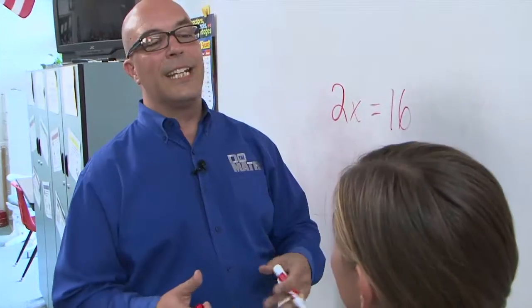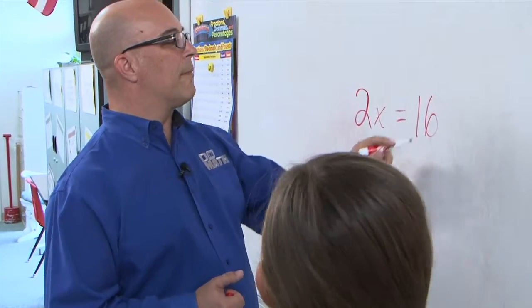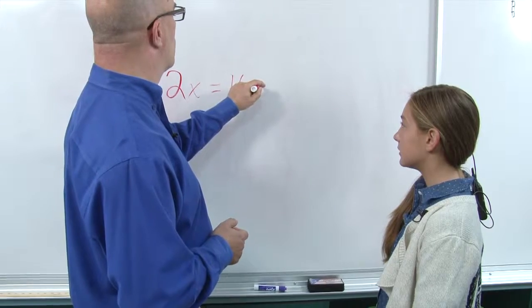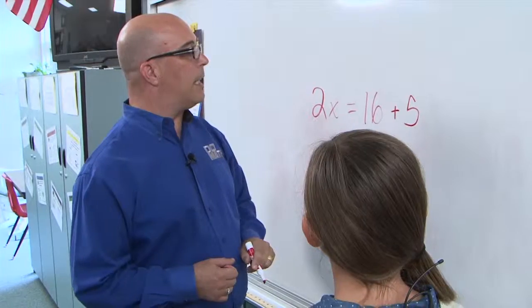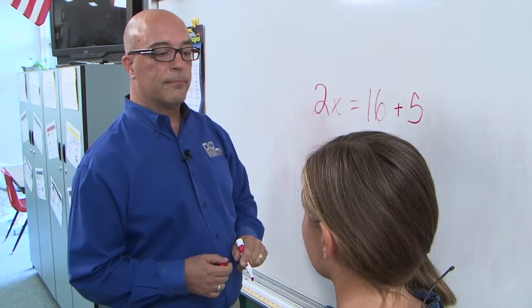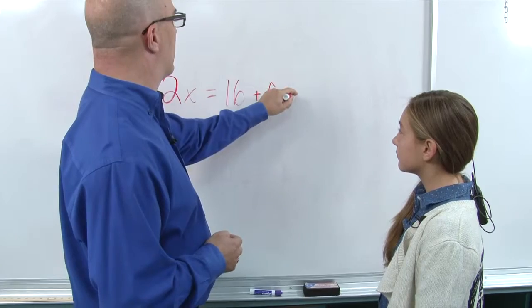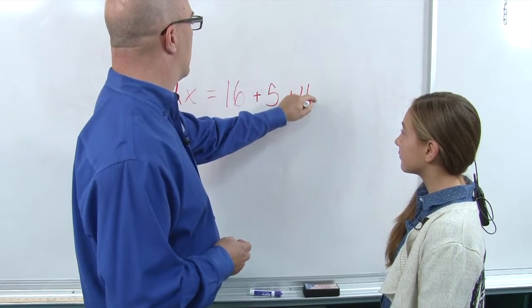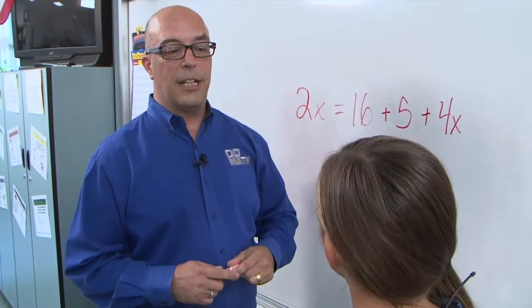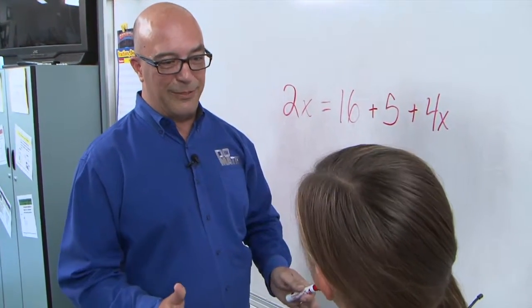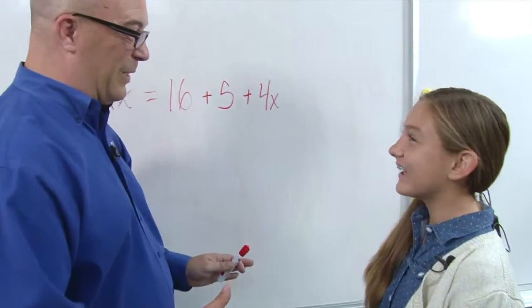Give me another number, a single digit. 5. And give me another one. How about 4? This is going to come out to be an unpleasant number. It's not going to come out to be even, it's not a good number, all right? But we're going to go ahead and do this, okay?